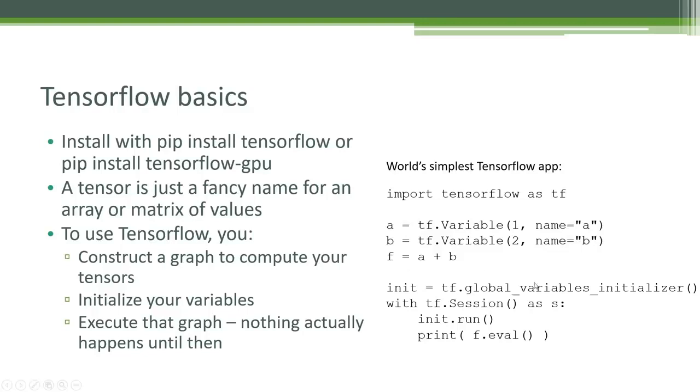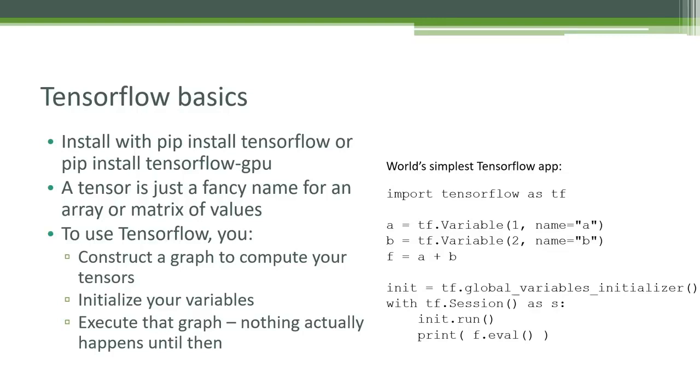Now, the next thing we need to do is actually initialize those global variables. So you explicitly need to say, okay, now's the time that I want to go and put those initial values into my variables. We create an object called init, that is our global variables initializer. And then we define a session within TensorFlow. We're going to call that session s, although we're not actually going to refer to it explicitly within this block. We will take our global variables initializer object and run it. What that will do is actually stuff the values 1 and 2 inside our a and b variables. So that just initializes them to the initial values that we defined when we created them.